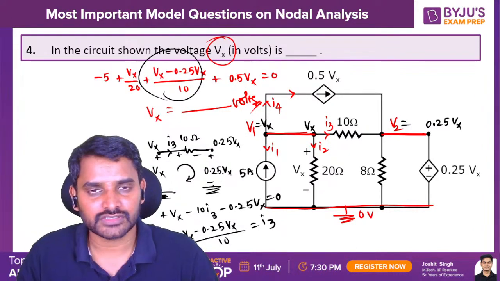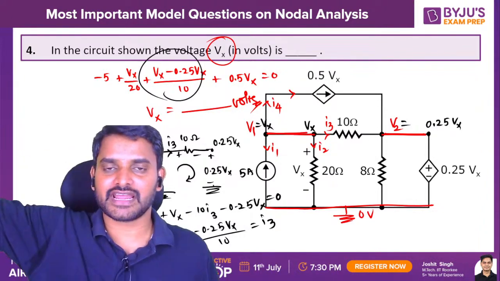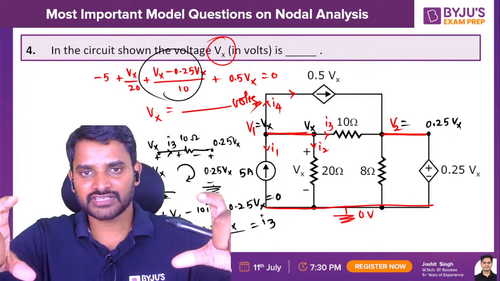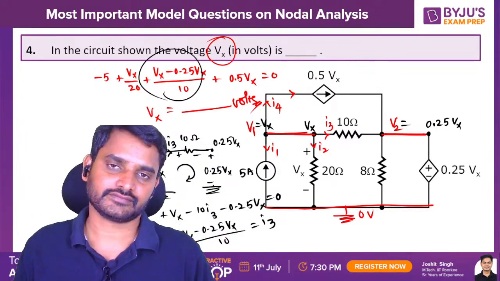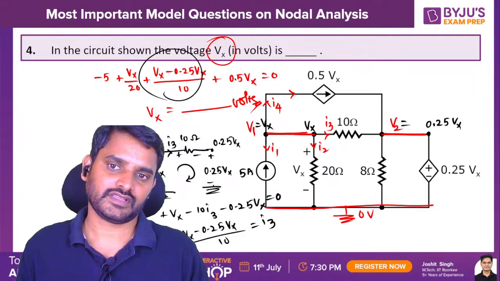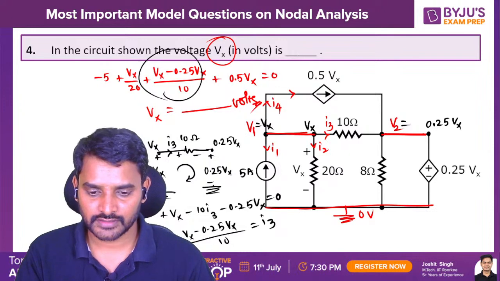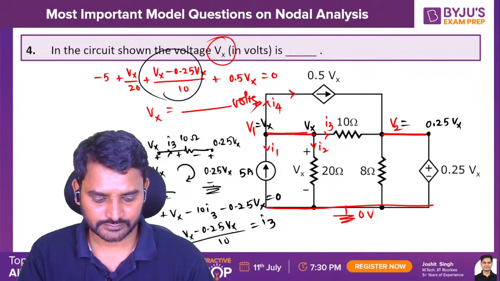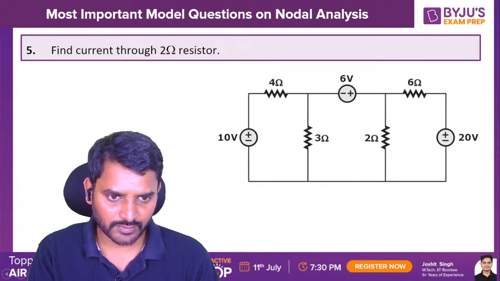Whenever you get a doubt in writing potential difference divided by resistance, simply disconnect that branch, indicate the potentials, indicate the current and write KVL, you'll get it. Is it clear for everyone? So that is of one model.